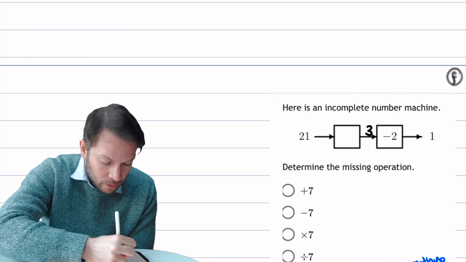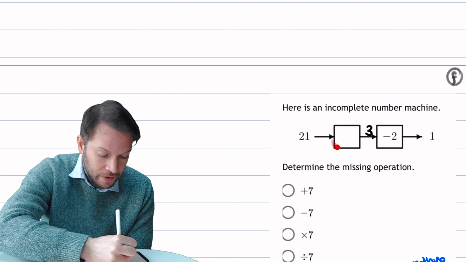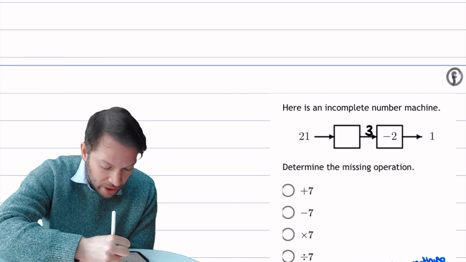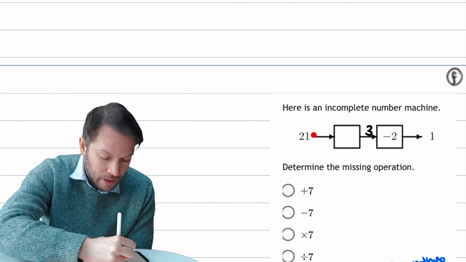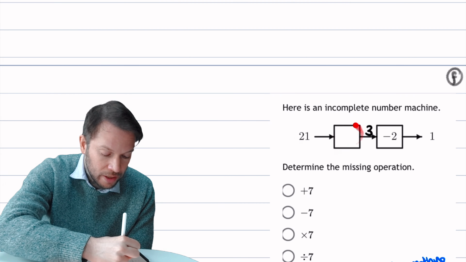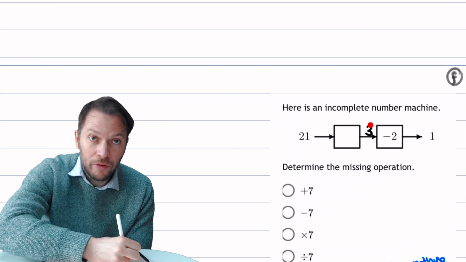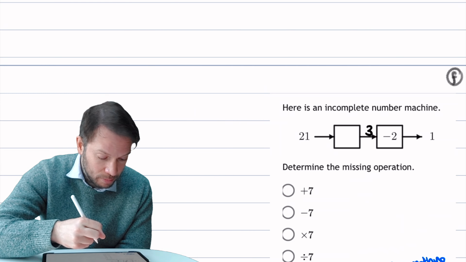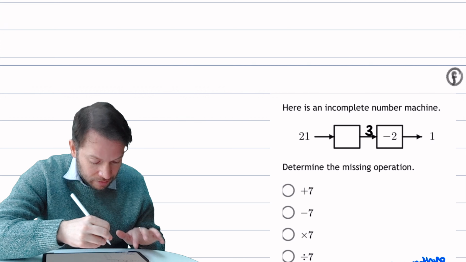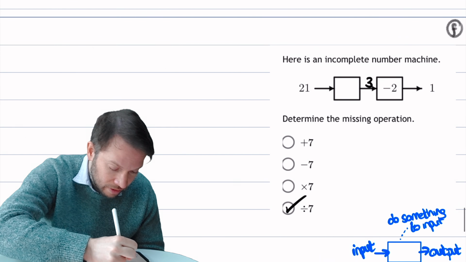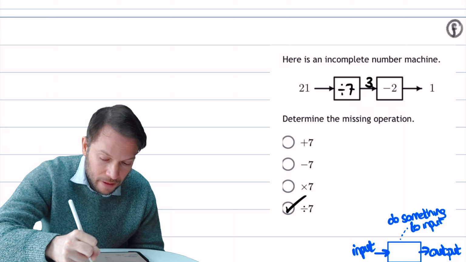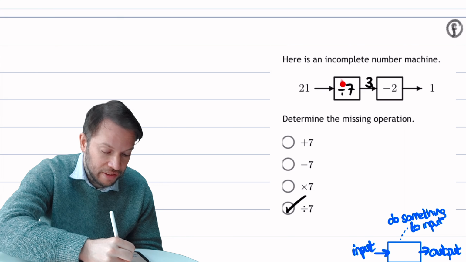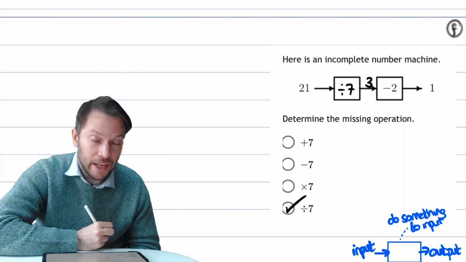Now, if we look at the first function machine, we can see the input is 21. We're doing something to the 21 to get an output of 3. What can you do to 21 to get to 3? Well, if we look at these options, can you see it is the divide by 7? Because if I put the divide by 7 here, 21 divided by 7 would give you 3. So that is the correct answer.